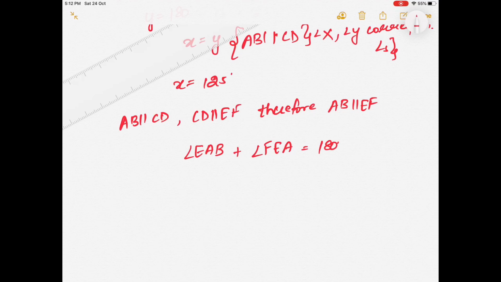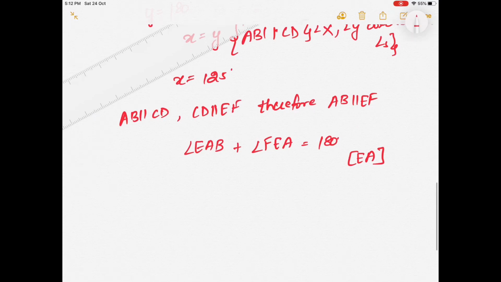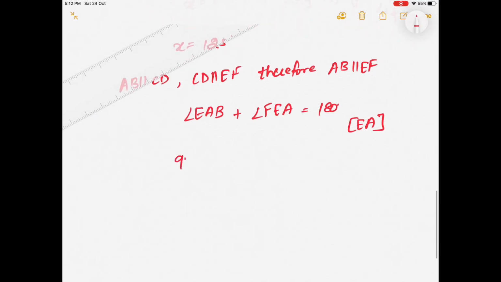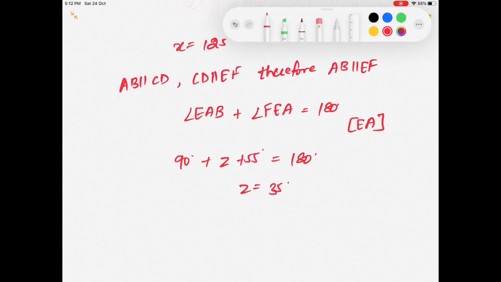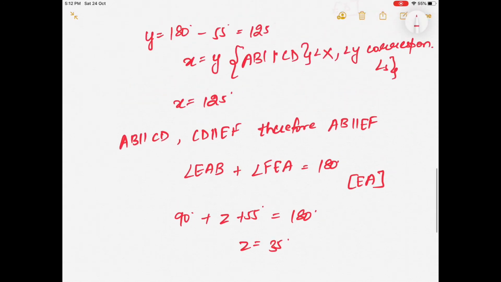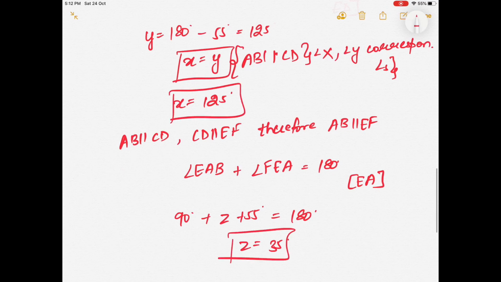Why? These are interior angles on the same side of transversal EA. I am not writing the whole thing, but you have to write the whole thing in your exam. So 90 degrees plus angle Z plus 55 degrees is equal to 180 degrees, and Z will be 35 degrees from here. So we got our answers: angle X, angle Y, and angle Z.